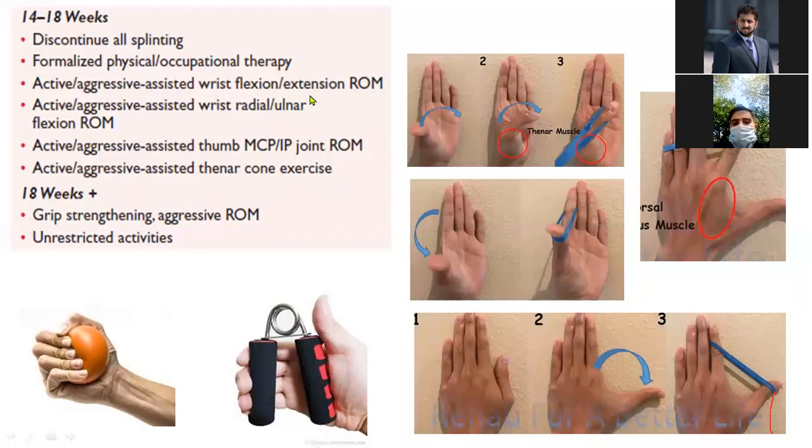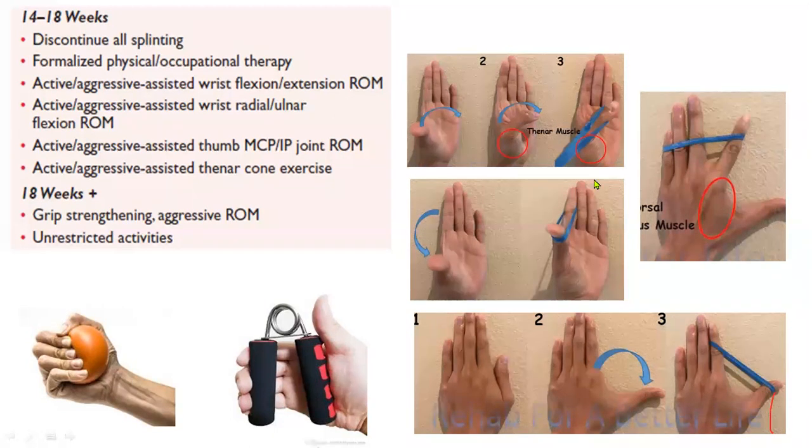After 18 weeks, some grip strengthening and aggressive range of motion exercises should be prescribed, as well as unrestricted activities, exercises like we can see here on the left side, where some TheraBand or some device can be used for providing resistance. The focus should be on strengthening the different muscles involved, as well as on fine movements and the different ranges of motion of the thumb.